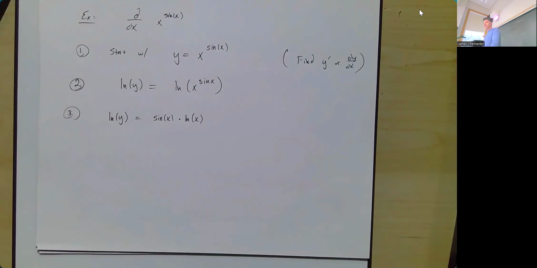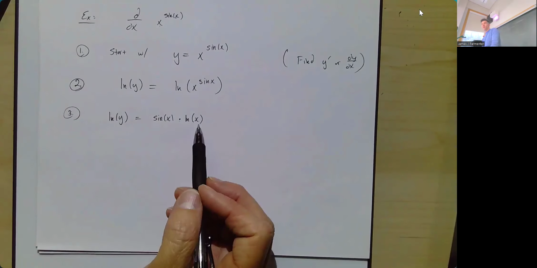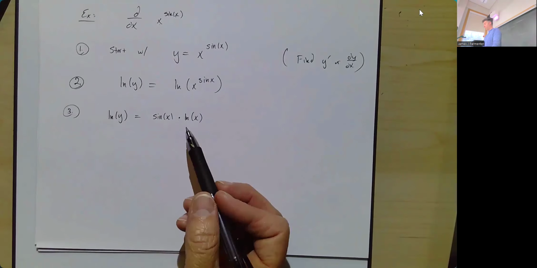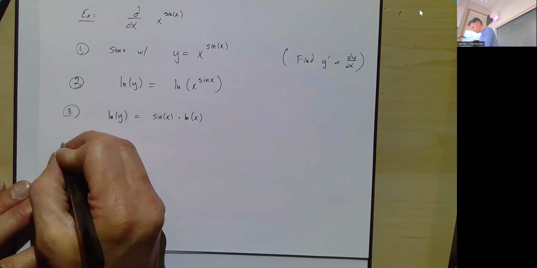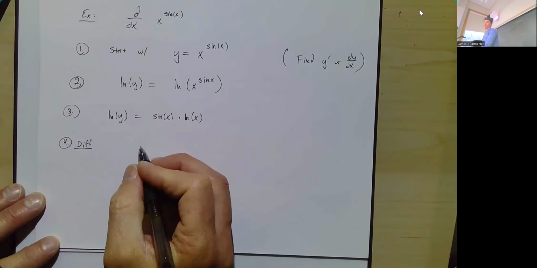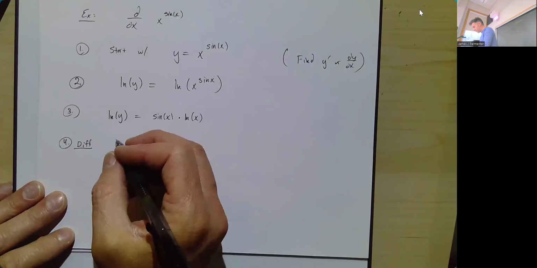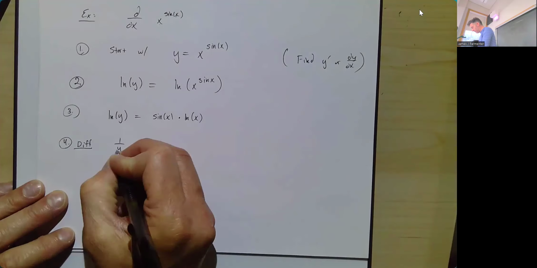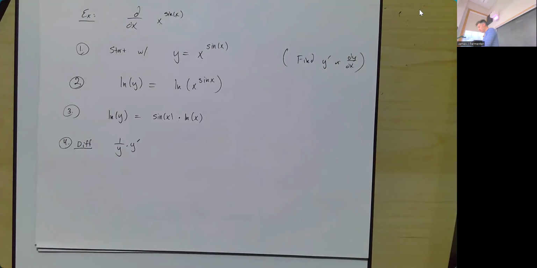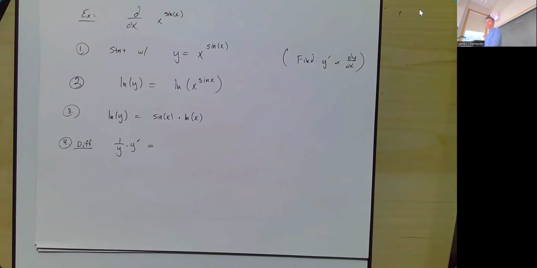But unlike previously, when you would have something times the natural log of 2, and the natural log of 2 was a constant, here the natural log of x is not a constant. So when we take the derivative of both sides here, you're going to have to use the product rule on the right-hand side. So I've got the natural log of y, whose derivative is 1 over the stuff times the derivative of the stuff, equal to the derivative of sine of x times natural log of x.